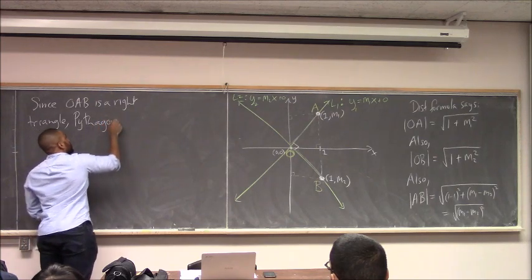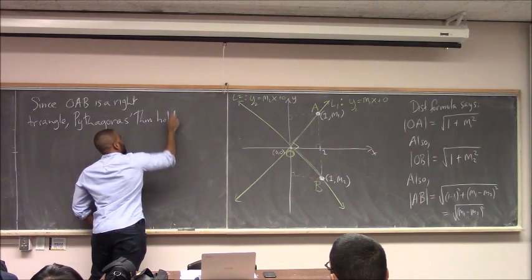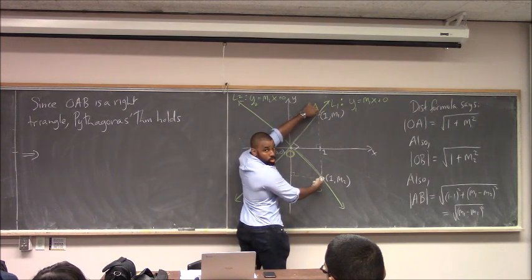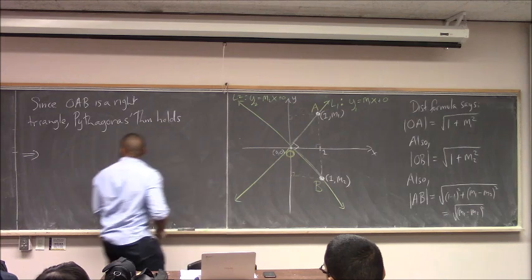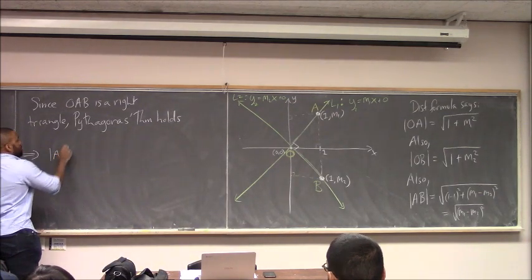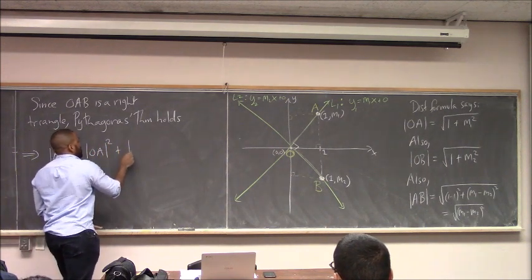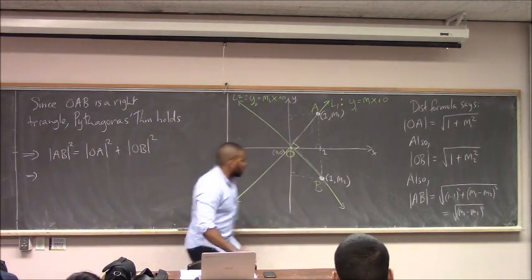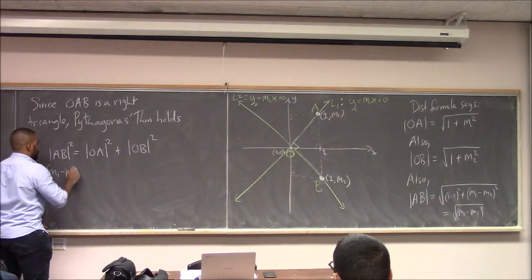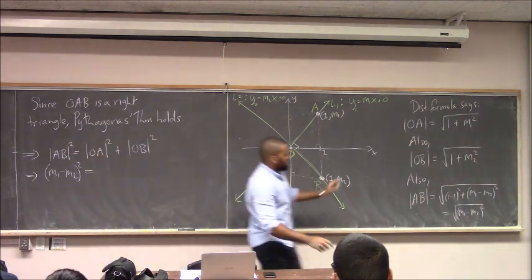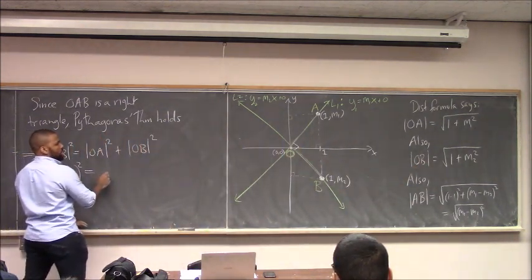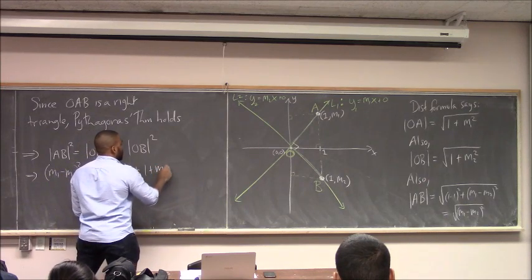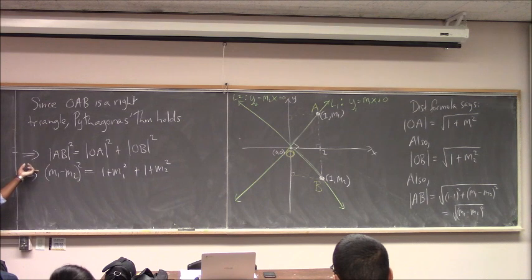Now we can apply Pythagoras' theorem, which means I'd be able to say the square of the hypotenuse is equal to the sum of the squares of the other two sides. AB squared is equal to OA squared plus OB squared. If I square that, I would get m1 minus m2 squared. If I square this, I would get 1 plus m1 squared, plus 1 plus m2 squared. So this equation must hold by Pythagoras' theorem.